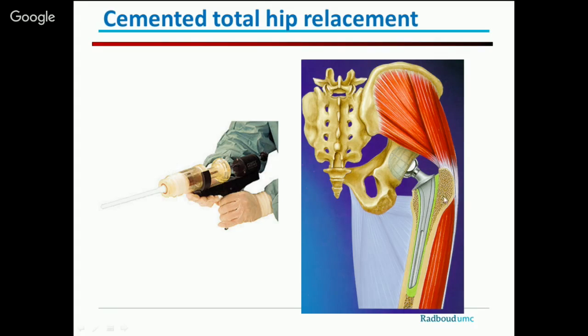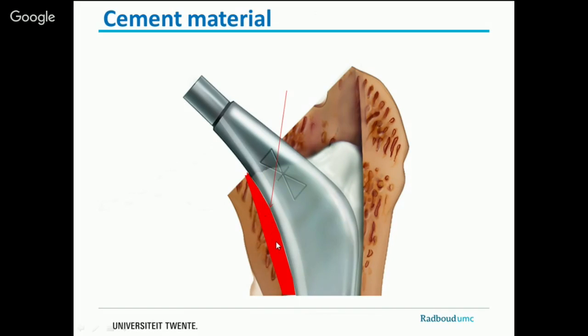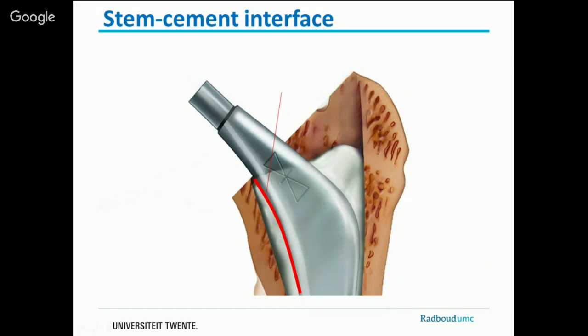During this talk, we're going to look at the femoral component only. So what do we have? Here we have the cement layer around the stem. Here we also have the cement layer, and we're going to look at three interfaces. This is the stem-cement interface. This is the cement layer itself, and we're going to take a very quick tour to the cement-bone interface from a biomechanical point of view. First, the stem-cement interface.